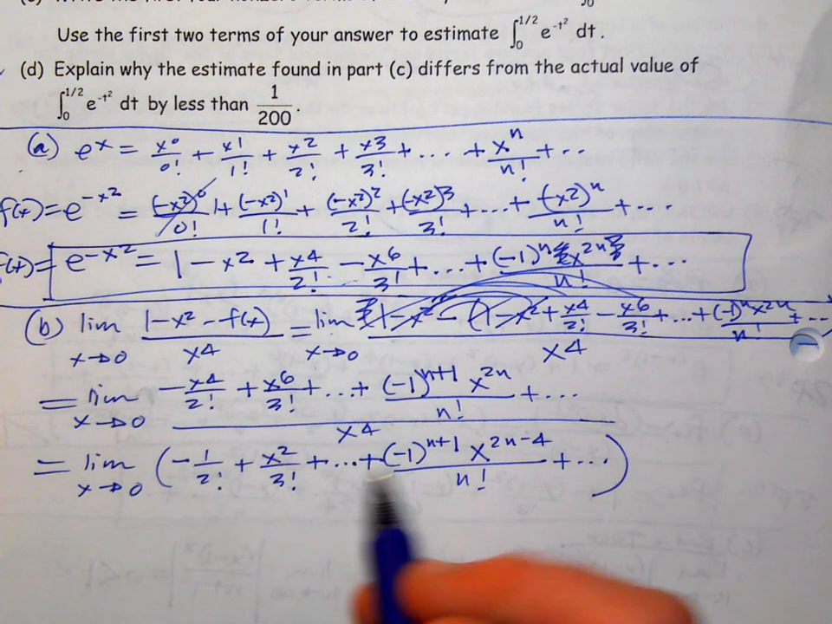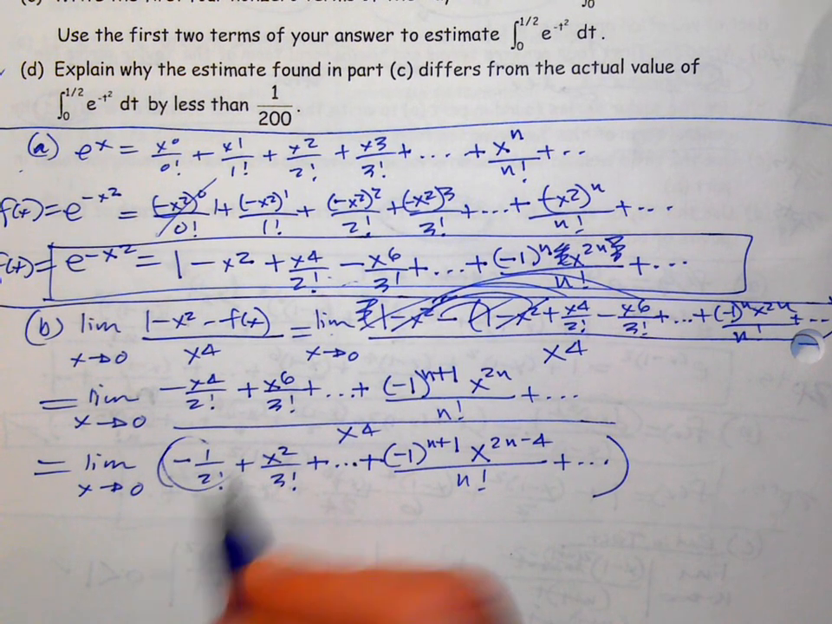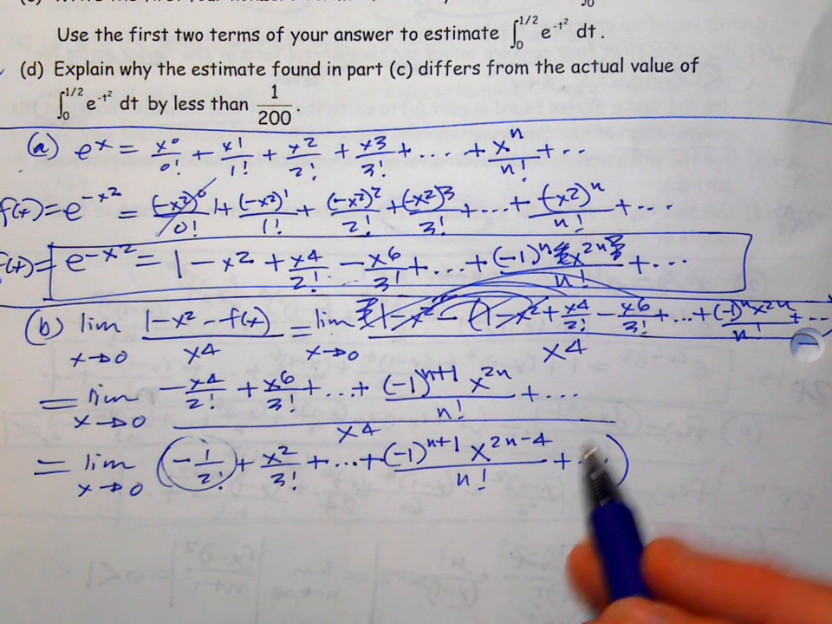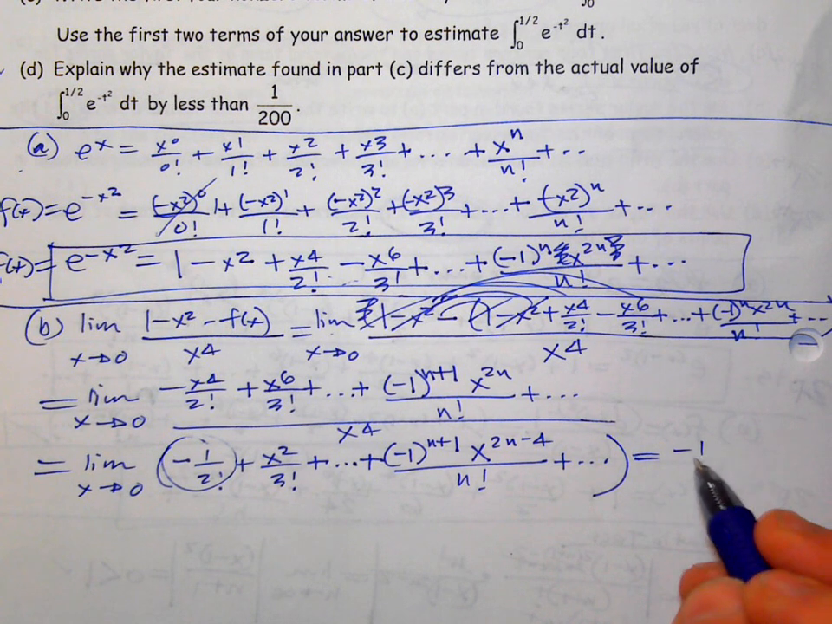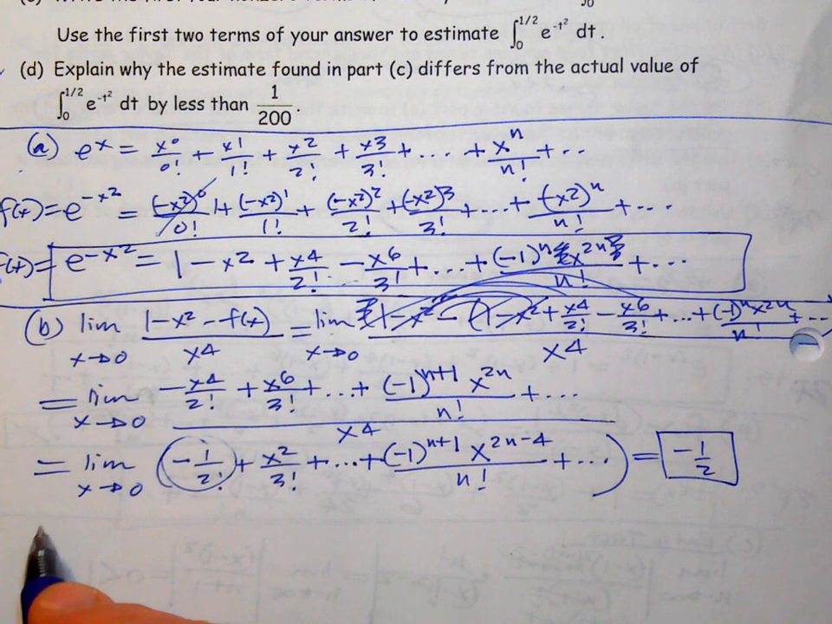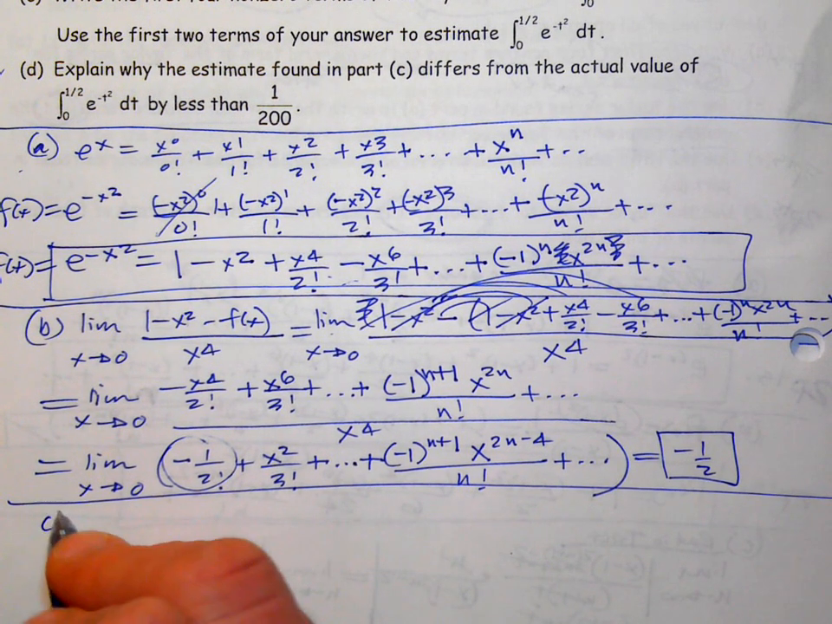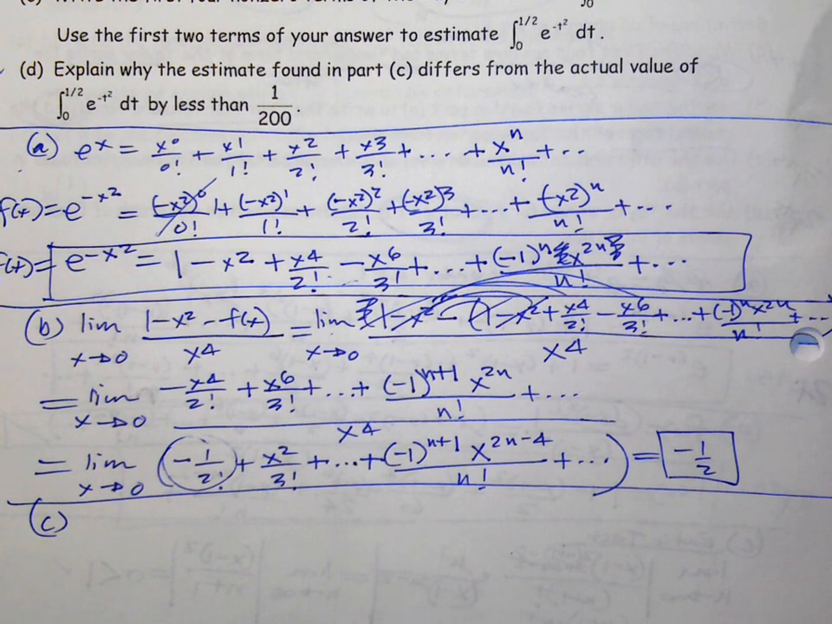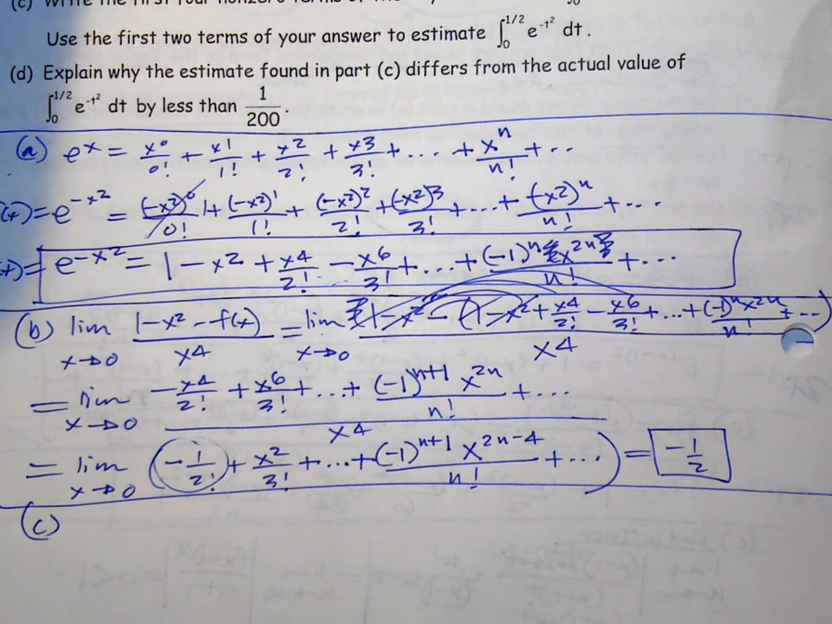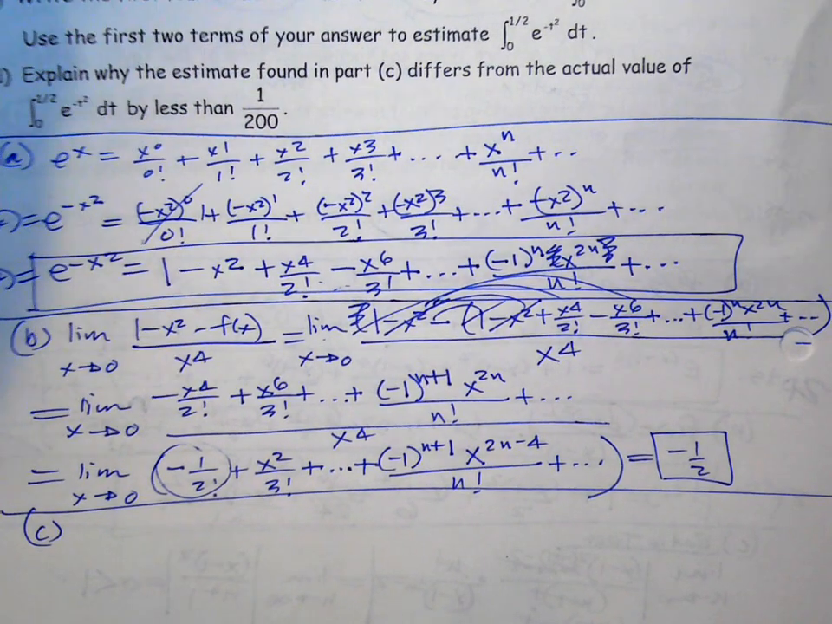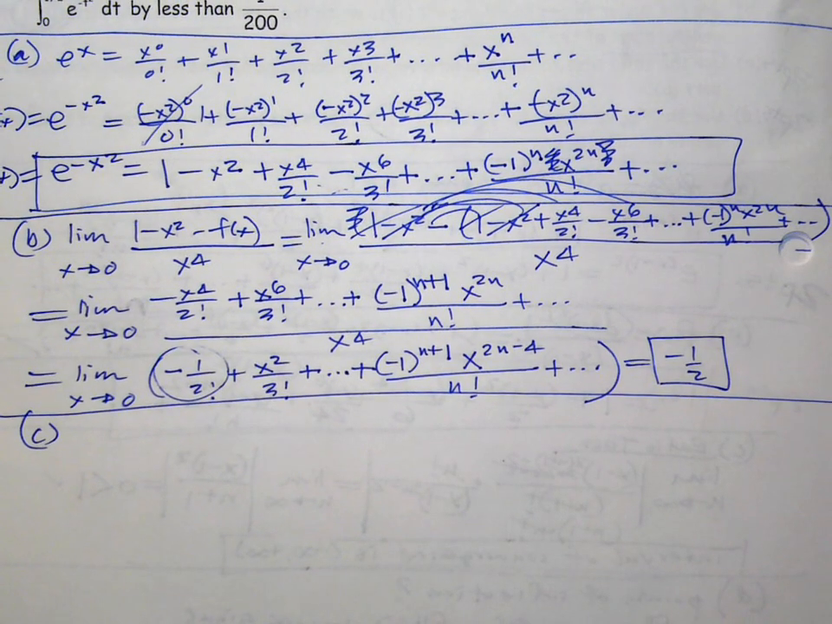Now as x goes to 0, all the terms after this term all have x's, so they all go to 0, and we get negative 1/2. So that was fine. It was worth 1 point, but you had to have an answer from part A to be able to do part B, so that's the one drawback.